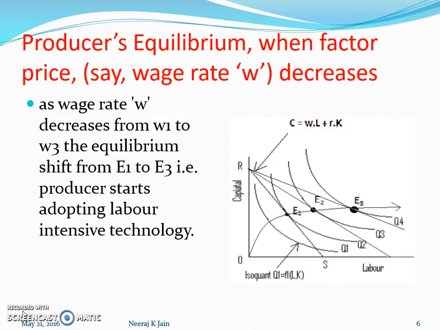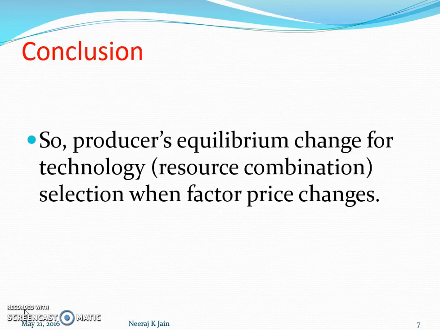So we can conclude it in the manner that the producer's equilibrium changes for the technology selection when the factor price changes. Here we have seen the factor, that is the labor price, has been changed, and accordingly the technology has been also changed for the production optimization. Similarly, if any of the factor price will change, the production technology changes. Technology selection will be guided by the economics of the factor price.